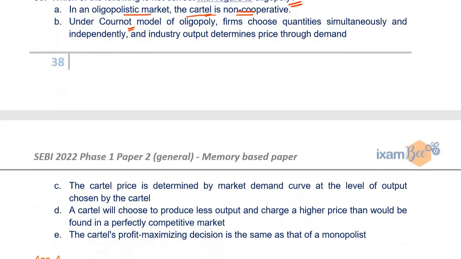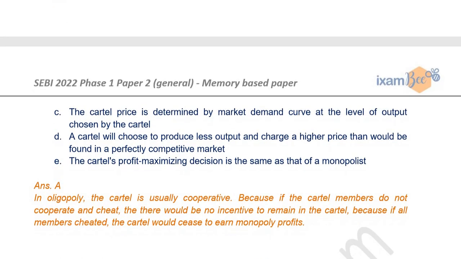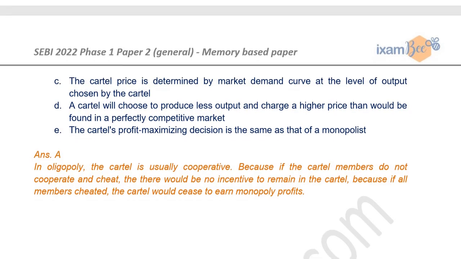This should be an incorrect statement, because the oligopoly actually works on cooperation of a cartel. If there is no cooperation in the cartel and they all start behaving in their own manner, then it will lead to a breakdown of the cartel, and then they will cease to earn the monopoly profits together as a cartel. So cooperation of the members in an oligopoly is very essential for the oligopoly to exist. So in my understanding, that should be an incorrect statement. However, as I said, this is a memory based paper. The exact statements may be a little different from what has been presented here.